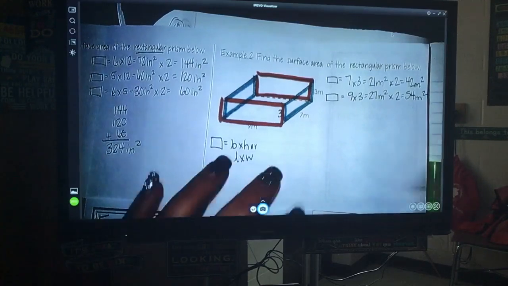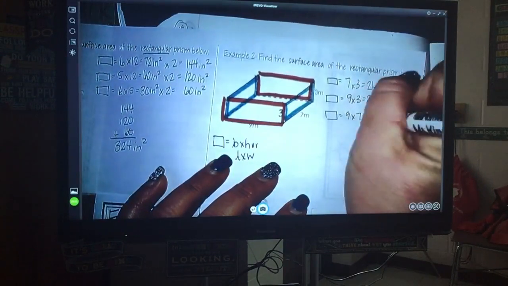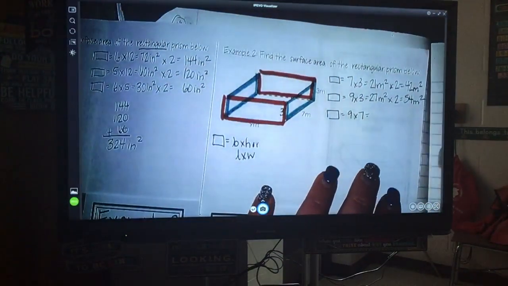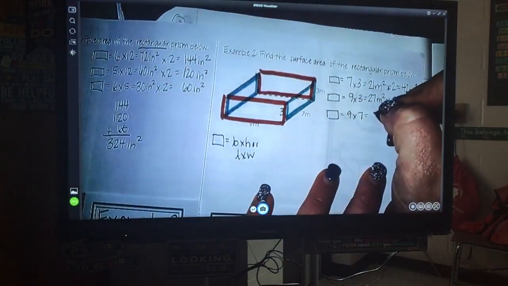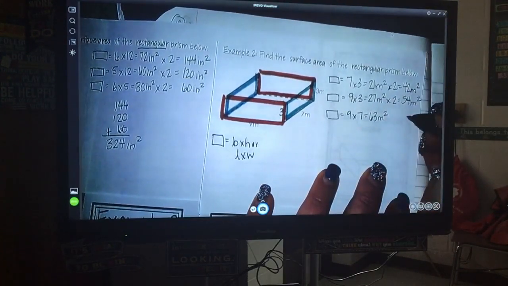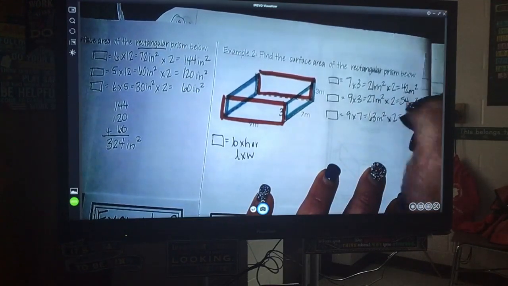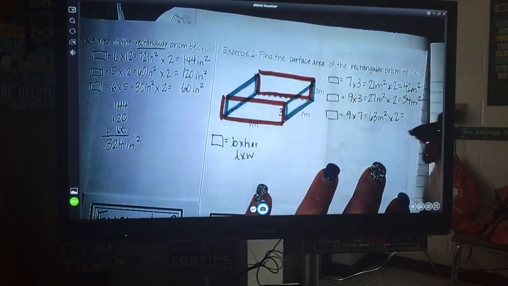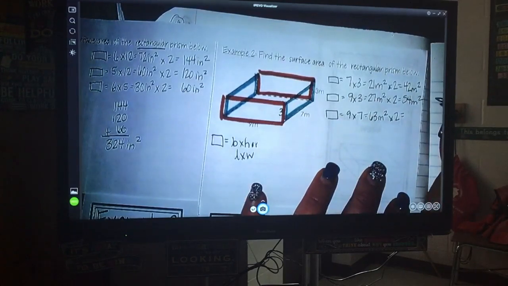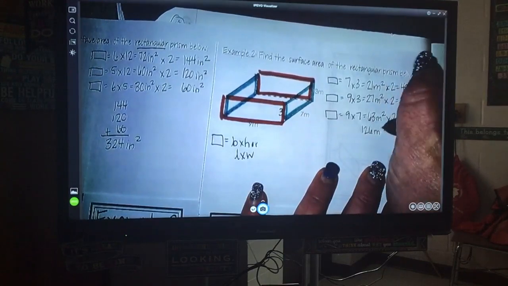Okay? All right, so we are going to do 9 times 7, which gives me what? Raise your hand. Corbin. 63. Yes. Can I multiply that by 2? What do I get when I do 63 times 2? Perfect.